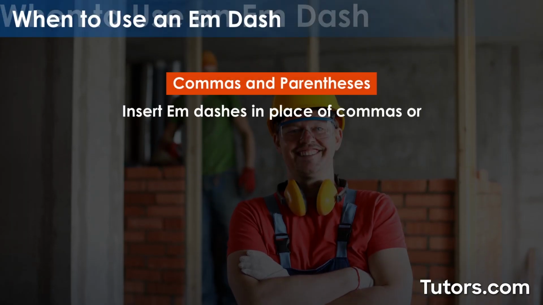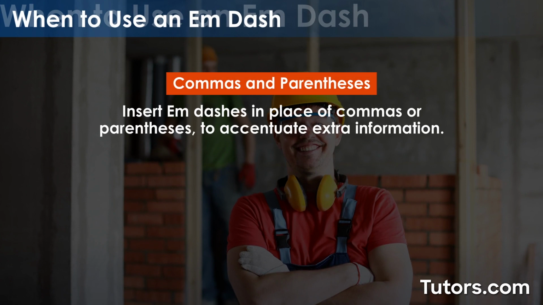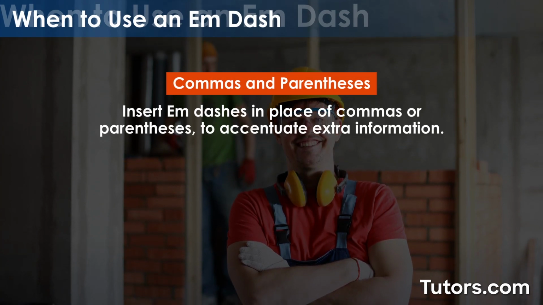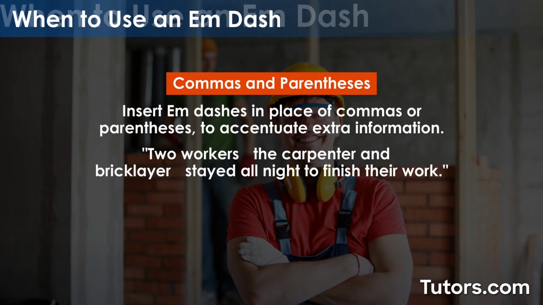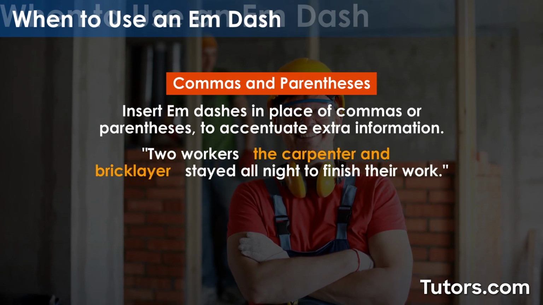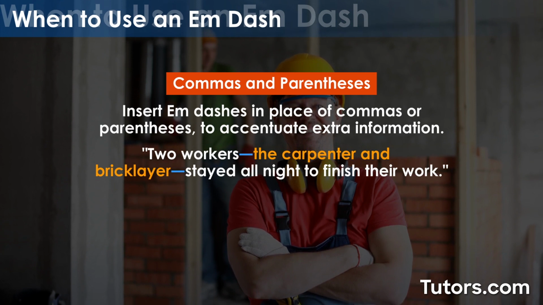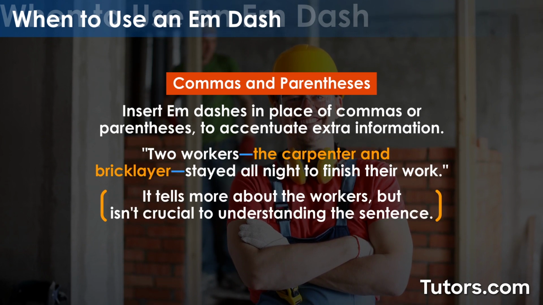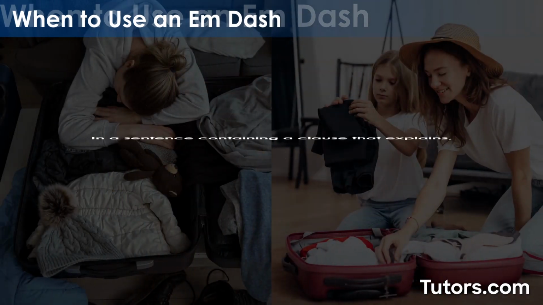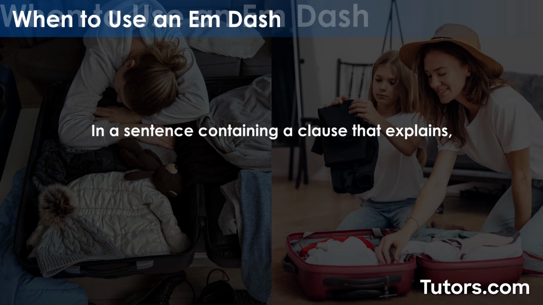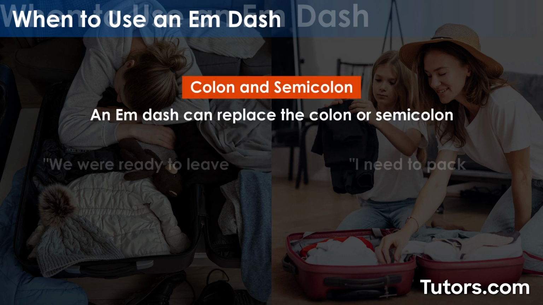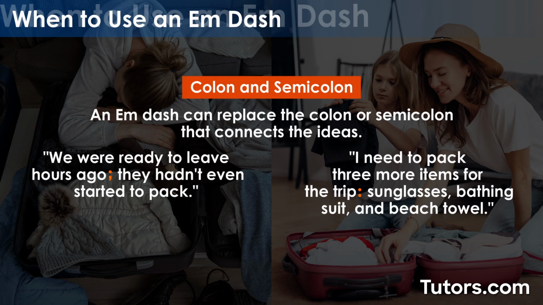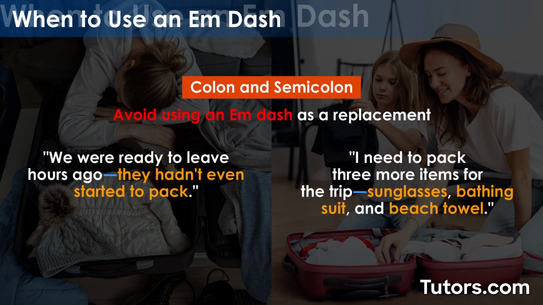You should insert em dashes in place of commas or parentheses to accentuate the extra information set off by the punctuation mark. In this example, the extra information, the carpenter and bricklayer, is set off with em dashes because it is information that tells more about the workers, but isn't crucial to understanding the sentence. In a sentence containing a clause that explains, summarizes, or expands the information dramatically or intensely, an em dash can replace the colon or semicolon that connects the ideas, but avoid using an em dash as a replacement for colons and semicolons in formal writing.